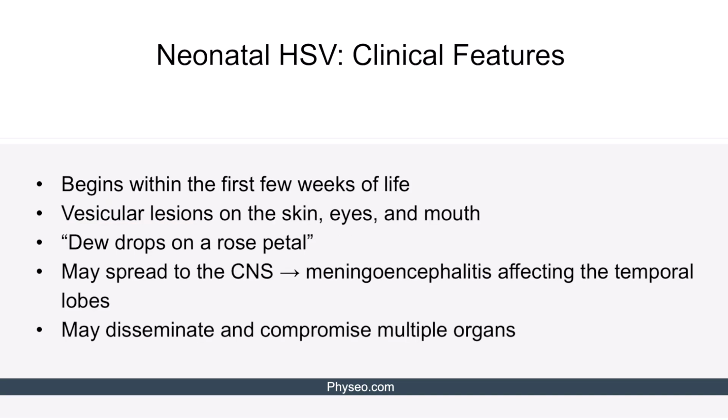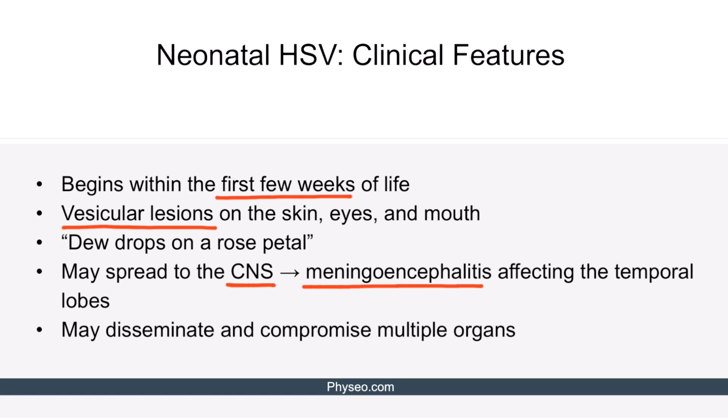Now, neonatal herpes will typically begin to manifest within the first few weeks of life. And the rash is characterized by vesicular lesions that are located on the skin, eyes, and mouth. And it may sometimes be described as resembling dewdrops on a rose petal. In some cases, HSV may spread to the CNS, which can lead to meningoencephalitis, and it usually affects the temporal lobes. And that's consistent with an HSV infection in an adult. When it causes encephalitis, it typically affects the temporal lobes, and you can actually see that on an MRI.